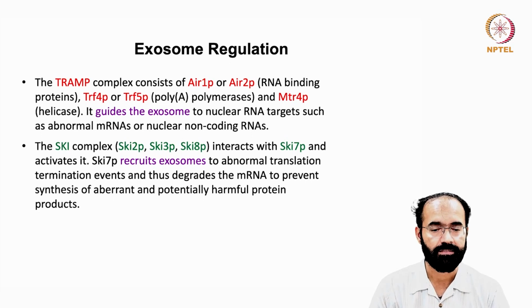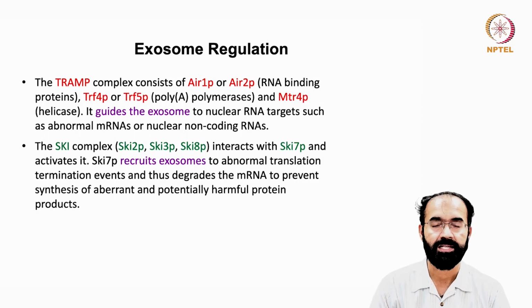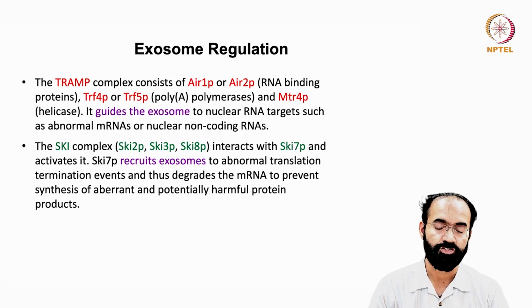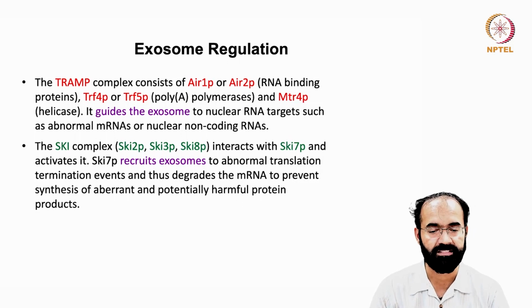which is a helicase. So it can guide the exosome to nuclear RNA targets such as abnormal mRNA or nuclear non-coding RNA. So those RNAs which fail the quality control test have to be recognized by these TRAMP complex components, which is made of a total of 5 proteins: Air1p, Air2p, Trf4p, Trf5p and Mtr4p. That will guide the exosome that this RNA is problematic, why don't you degrade it? So that is a message it is going to give to the exosome.